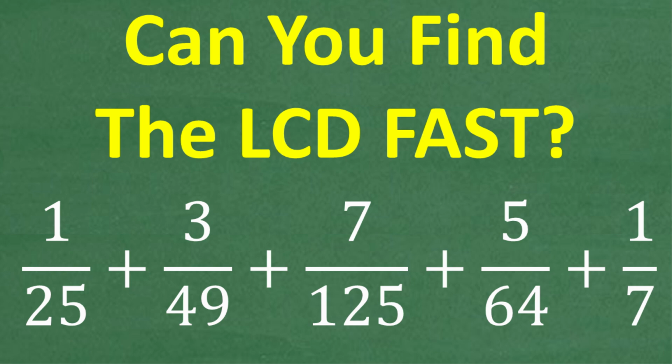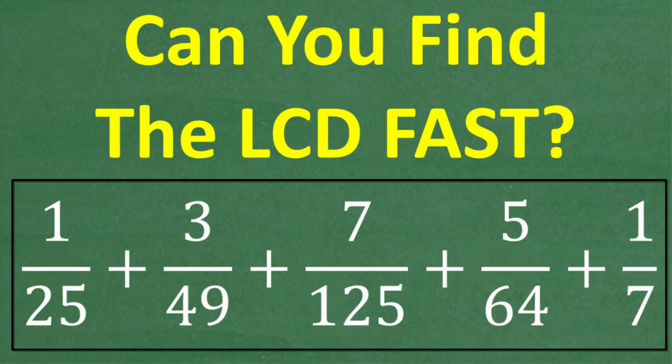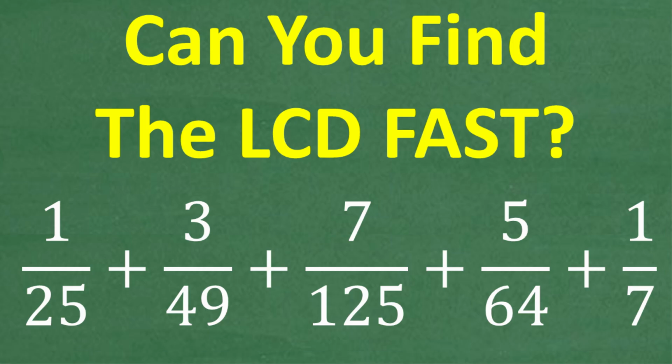Okay, so let's test your knowledge of fractions. If you really understand fractions, then you'll be able to find the lowest common denominator of this problem very quickly. What we have here is 1 over 25 plus 3 over 49 plus 7 over 125 plus 5 over 64 plus 1/7. Now, I'm not looking for you to add up all these fractions. All we want to do is find the lowest common denominator, and feel free to use a calculator.